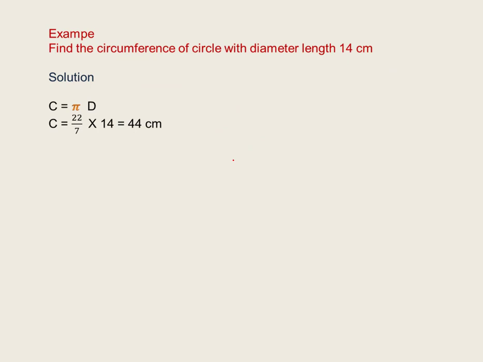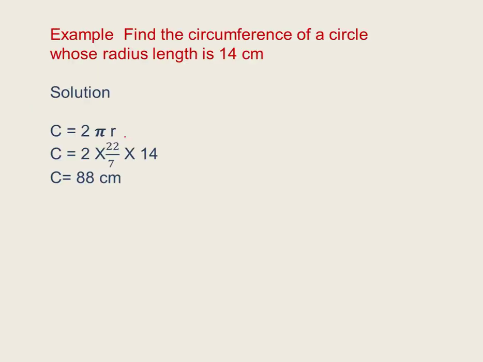Okay, let's see this example. Find the circumference of a circle with diameter length 14. We have the diameter, so we have to write the rule of the diameter. C equals pi times d. Pi equals 22 over 7 and d equals 14. So when we multiply 22 over 7 by 14, we get 44.